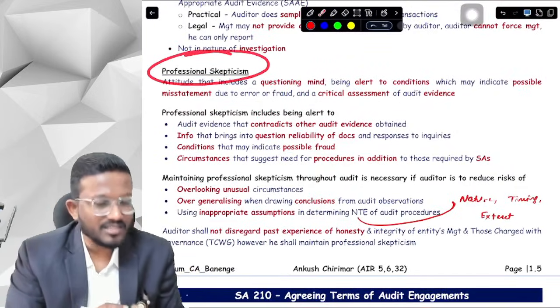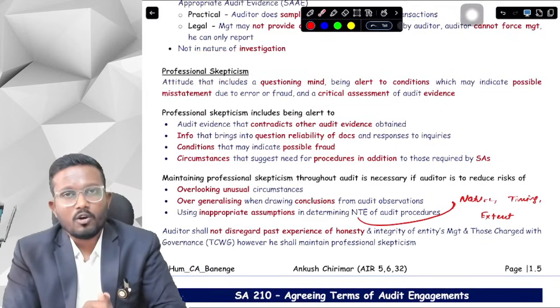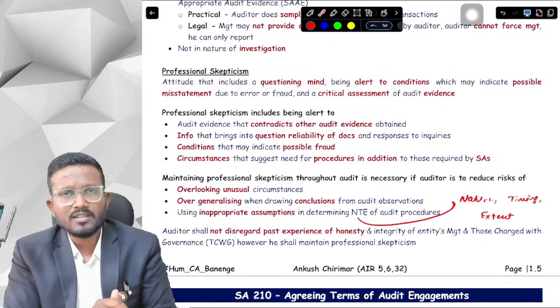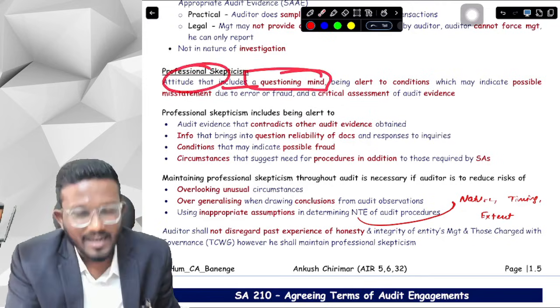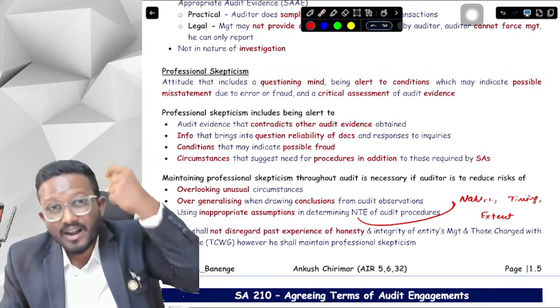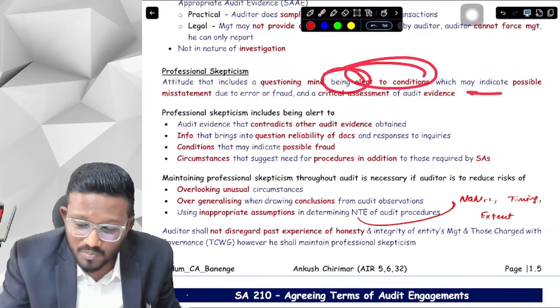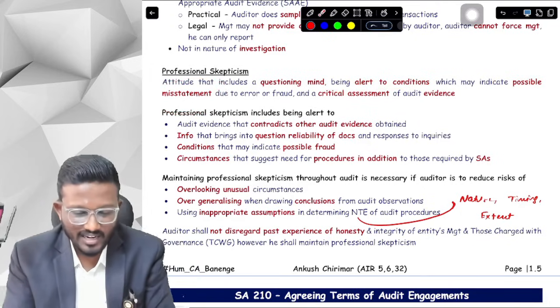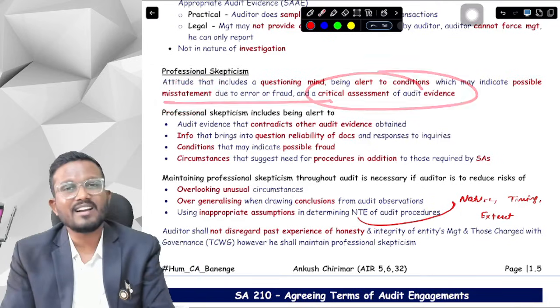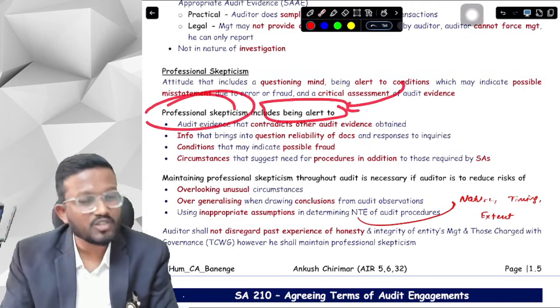What is professional skepticism, sir? That we have to maintain an attitude. What attitude? Not an attitude like, okay, I will not do audit, I will not follow this. No, not this attitude. It says the attitude that includes a questioning mind. You should always have a questioning mind. You should always question everything. Secondly, being alert to conditions which may indicate possible misstatement, and doing a critical assessment of audit evidence. Now, which conditions do you need to be alert to?